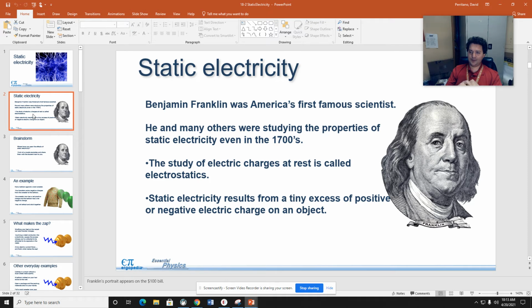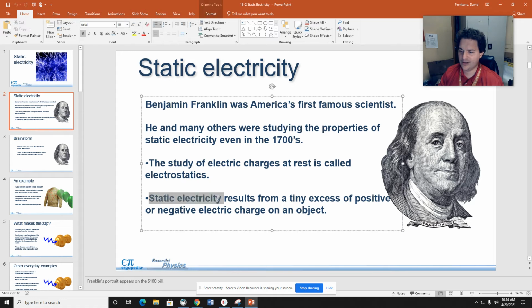What I mean by that is he's one of the big original folks when it comes to electricity. The whole positive and negative that we know about with electricity is from Ben Franklin. He came up with that. You also need to know what static electricity is. It results from a tiny excess in charged particles. So you get static shock when you get a little too much charge. Okay? Now, moving on.